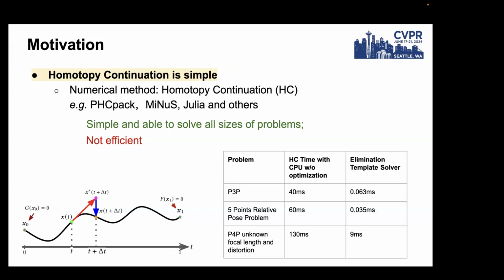There are a bunch of existing implementations out there. For example, PHCpack and Macaulay2, and in Julia we have HomotopyContinuation.jl and a lot of others. It's simple and able to solve nearly all kinds of problems, but it's not efficient. From the chart I've shown before, homotopy continuation compared with an elimination template on small problems is hundreds of times slower.